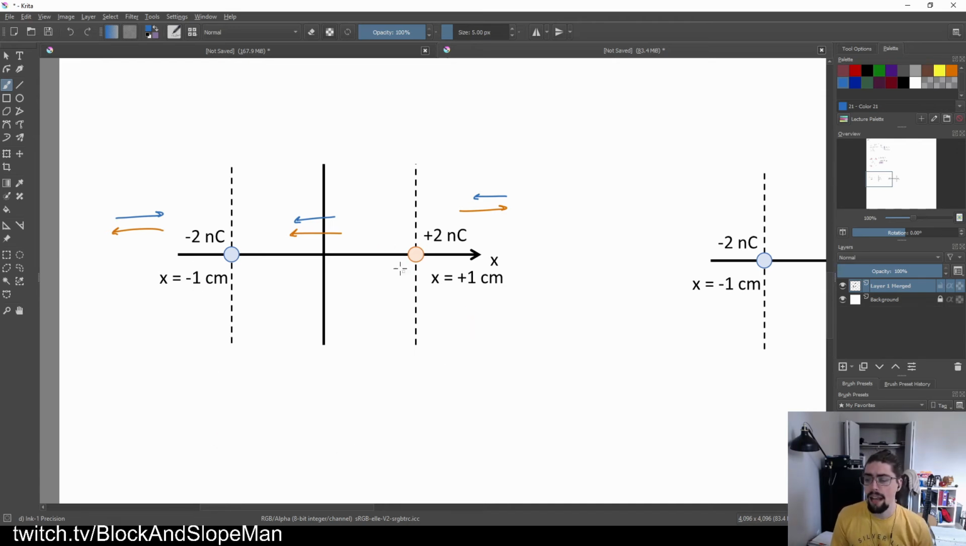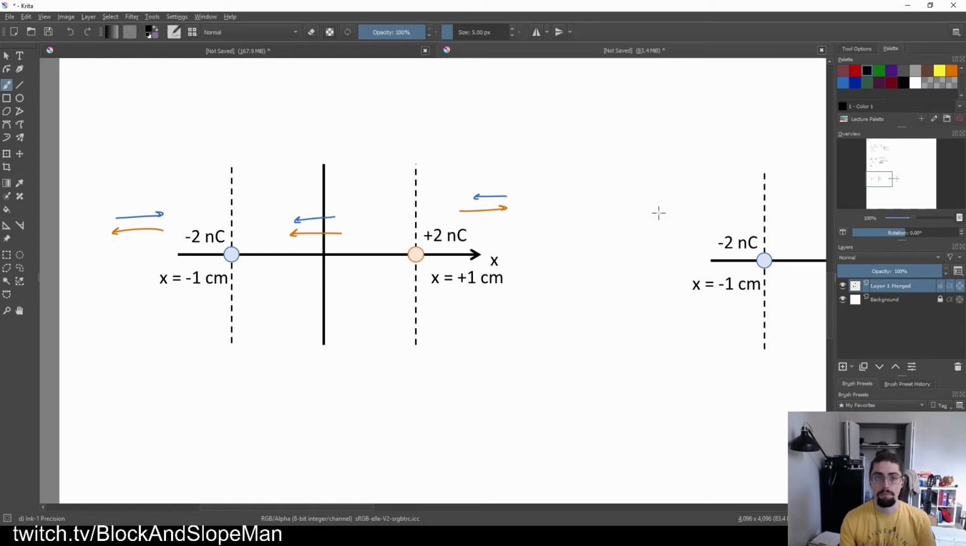These are the same magnitude of charge. The orange charge, for any point that I could possibly pick out here, any x that I could pick all the way out here, the orange charge is always going to be a little bit closer than the blue charge is. The electric field magnitude from the orange charge is always going to be a little bit greater than the blue charge. The field is always going to be pointing to the right.